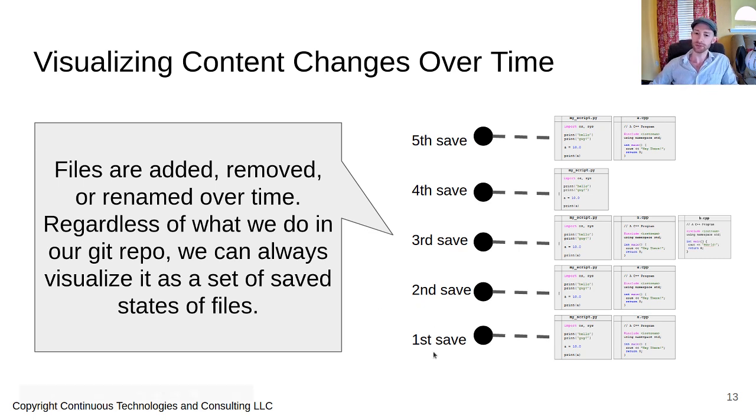So we've already seen the first save and the second save. In the third save, we've added a file. In the fourth save, we've subtracted a file. In the fifth save, we're back to, I think, the second save. Over time, the files will change, but we can always visualize them as a circle linked to a set of files, and that's what's important here.